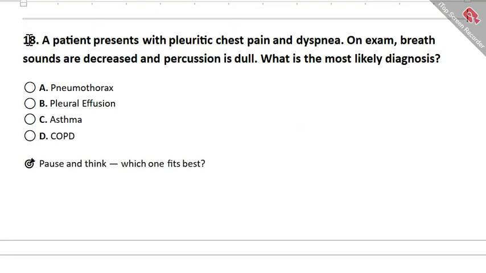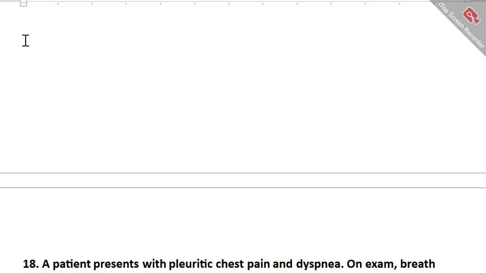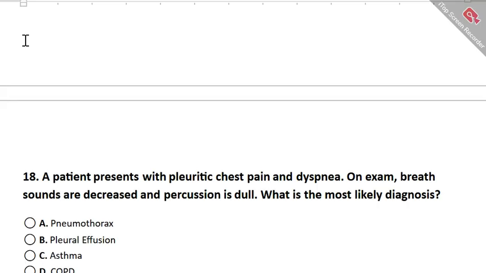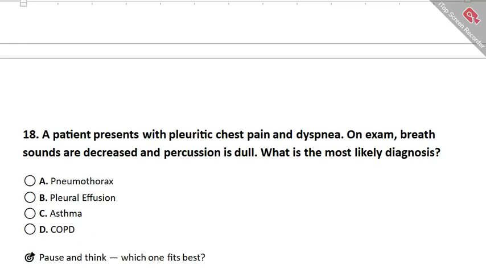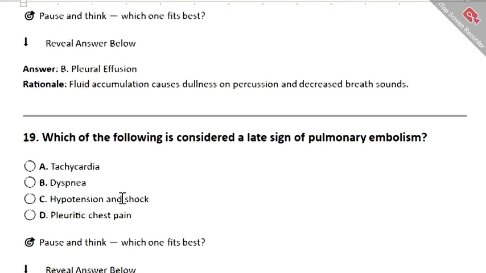The next question is, I'll bring this question down again. You can see clearly on the next page. Next question is, a patient presents with pleuritic chest pain and dyspnea. On exam, breath sounds are decreased and percussion is dull. What is the most likely diagnosis? Option B, pleural effusion. Let's move to the next question.